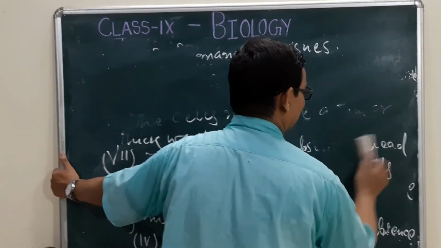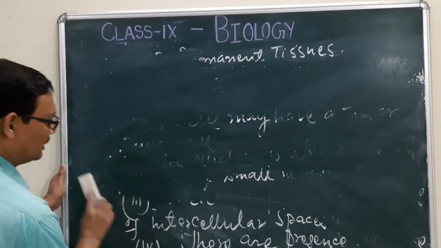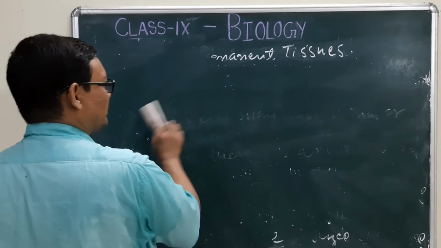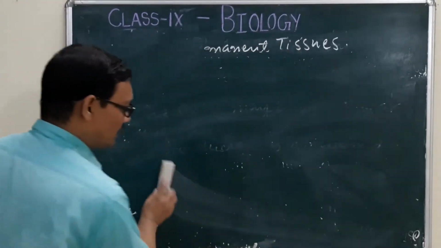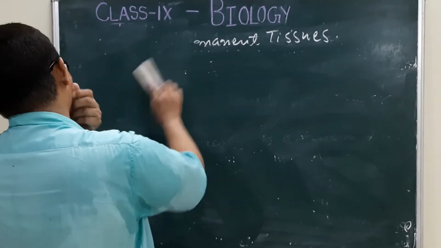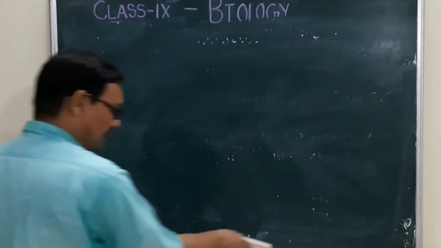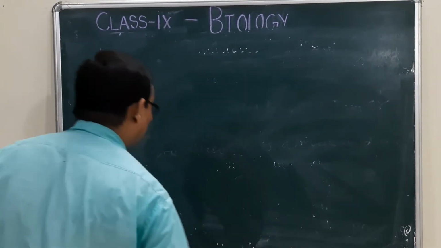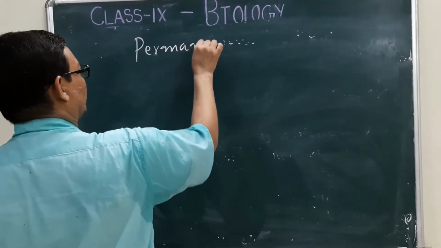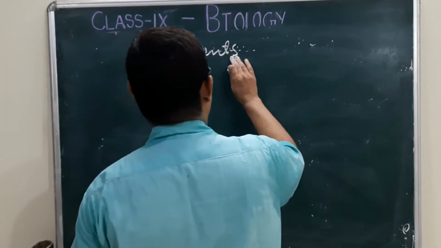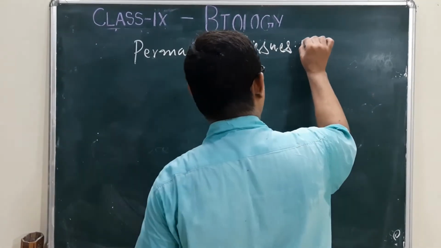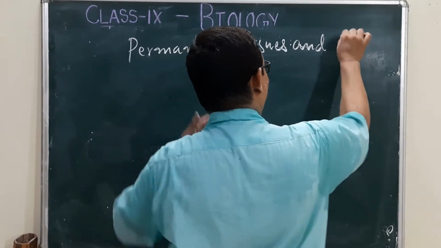In the classification of the plant, you have already seen what are the different types of permanent tissue. Once again, I am going to repeat those types which are included in your syllabus, and you must know and describe those types, like permanent tissues and its types.